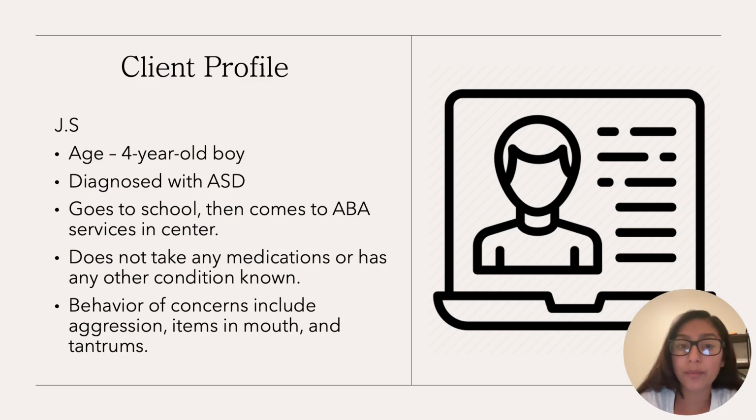Let's begin with the client profile. For case study purposes, I will use a different initial, JS. JS is a 4-year-old boy that has been diagnosed with ASD. He currently goes to school and then has ABA services in the center. For example, he goes to school until 12, then begins ABA services around 12:20, 12:30 until 4 p.m. He does not take any medications or have any other conditions known. Behaviors of concern include aggression, items in mouth, and tantrums.